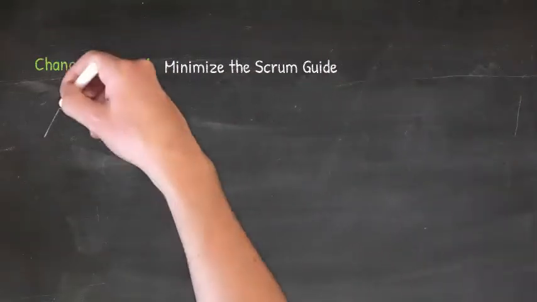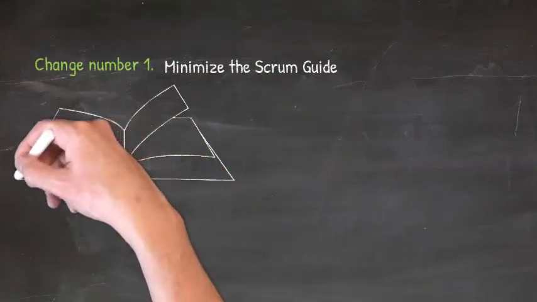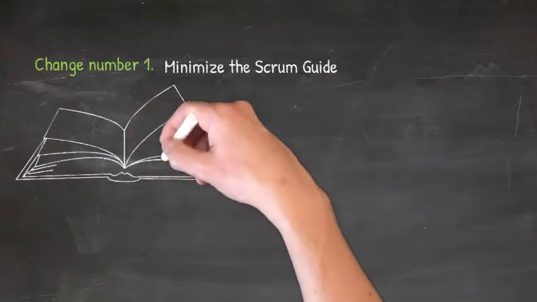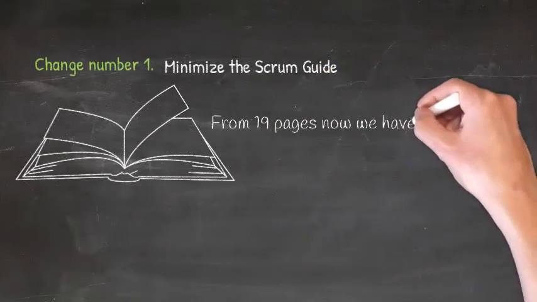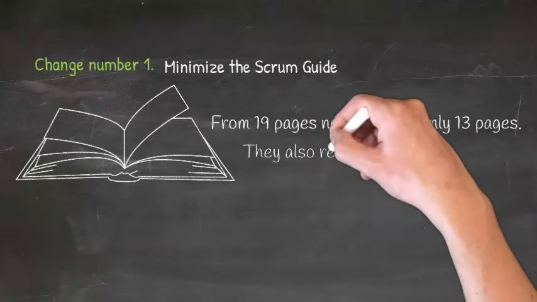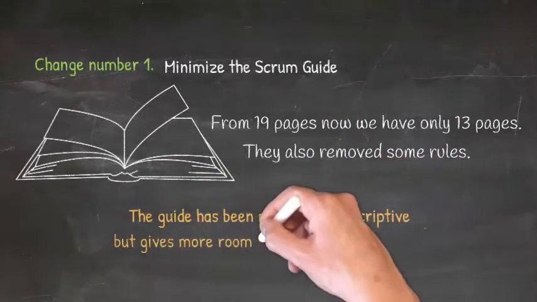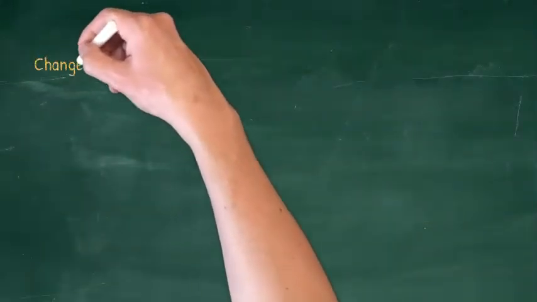Minimize the Scrum Guide, less prescriptive and more room to explore. Today we use Scrum everywhere, not only in software development but literally everywhere. Scrum itself is much less prescriptive and less complex. From 19 pages, now we have only 13 pages. This is more than a 30% reduction. In addition to simplifying the language and even more synthesized information, they also removed some rules in Scrum. The guide has been made less prescriptive but gives more room to the teams to explore what techniques are the best for them. Change number 2.